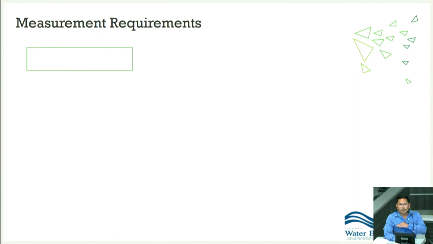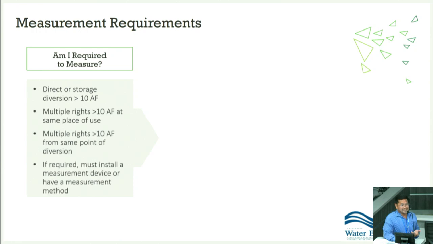So while everyone is required to report, not everyone is required to measure, okay? So you're required to measure if your direct diversion or your storage diversion is greater than 10 acre-feet. Or if you divert under multiple rights, and cumulatively you divert greater than 10 acre-feet for use at one place of use or from a single point of diversion. And if you are required to measure, you must install a measurement device or have a measurement method.